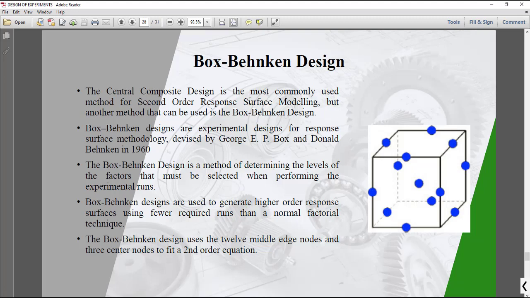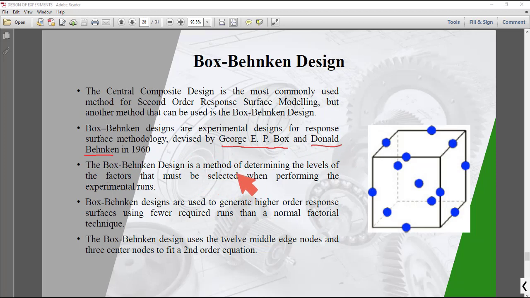So next, just like there is central composite design to find out the second order response surface, there is also something known as Box-Behnken design. Okay, so what is Box-Behnken design? They can ask you to write a short note on Box-Behnken design, or a short note on central composite design. Box-Behnken design is also a method of finding out the second order response surface, and it was developed by George E.P. Box and Donald Behnken. That is why it is known as Box-Behnken design.